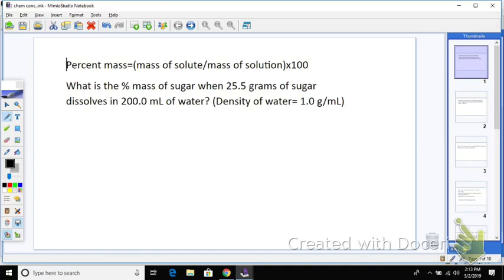Okay, here's the equation, percent mass. What is it? It's the mass of the solute, the lesser quantity, divided by the mass of the solution times 100. Okay, this is not a mass, but you can find the mass using this value, the density. So go ahead, I'm going to give you a minute to do that calculation. Find the percent sugar in that mixture.